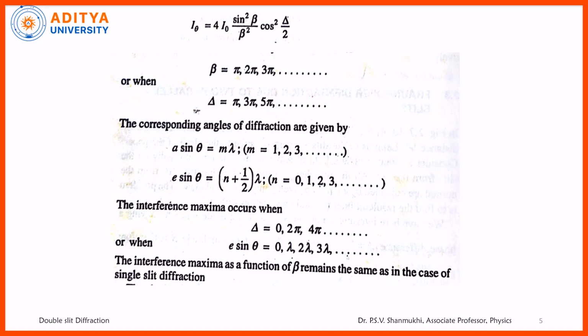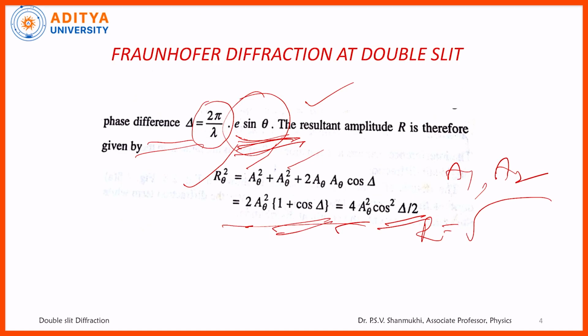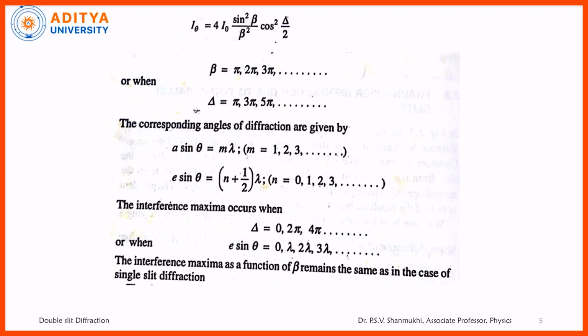Now what is this A theta square, or intensity? Actually intensity I is equal to mod A theta square. In case of single slit diffraction, already we have one notation, that is the resultant intensity I naught sin square beta by beta square. We are taking from the single slit Fraunhofer diffraction intensity. That's why you will get I theta is equal to 4 I naught sin square beta by beta square into cos square delta by 2.